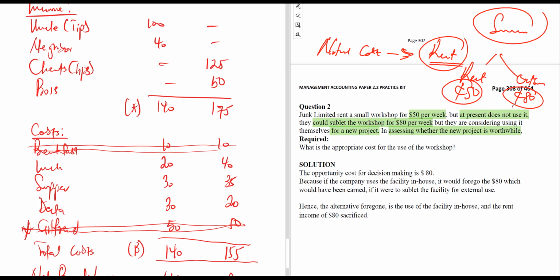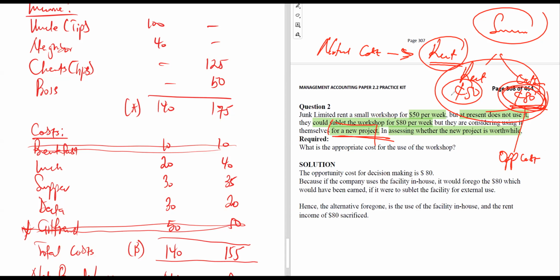Outsource, right? No, outsource because it's giving you more money. And that is what you would have done. But they said you are going to use it for a new project, meaning you are foregoing both of them. But what is the next best alternative? Which one is the better one that you would have chosen, assuming you are not using it for a project? Between these two, which one would you have chosen? Outsource, right? Which is the 80. That means this now becomes the opportunity cost.